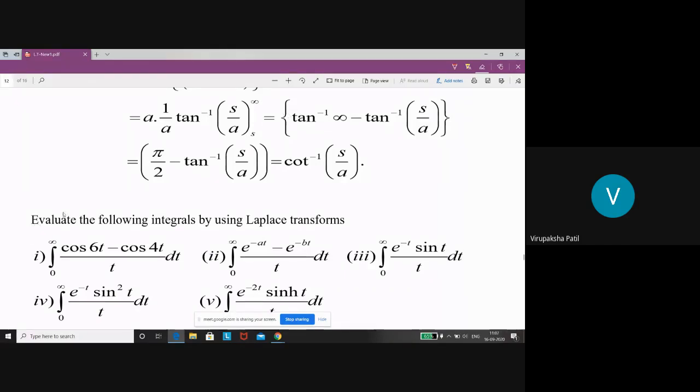Now we will take some more different kinds of examples on this. See what they will say on the third property. Evaluate the following integrals by using Laplace transforms. Or directly they will give: evaluate the following integrals. So if they give directly, first you have to observe whether it is possible to do this by direct method, any other integration methods or not. If it is not possible, if it is a complicated integral, definitely by using Laplace transforms you can find the solution for those complicated integrals. Okay, is that clear?